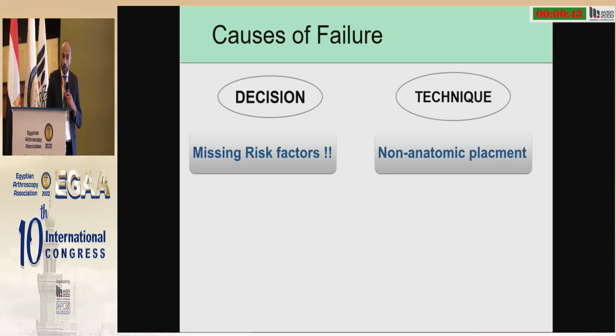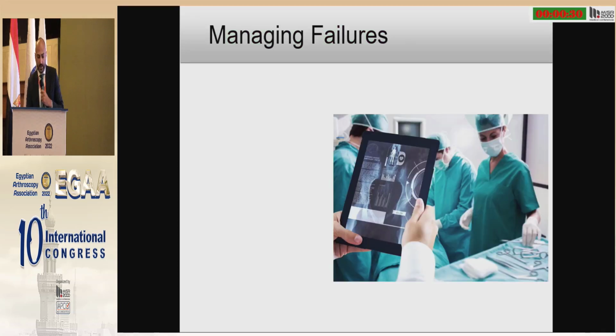So the two most important risk factors for failure are a failure in the decision by improperly assessing the predisposing factors for patellar instability and a non-anatomical tunnel placement.